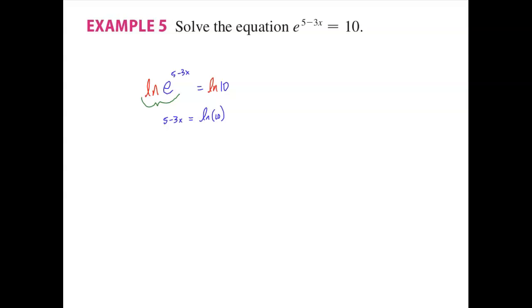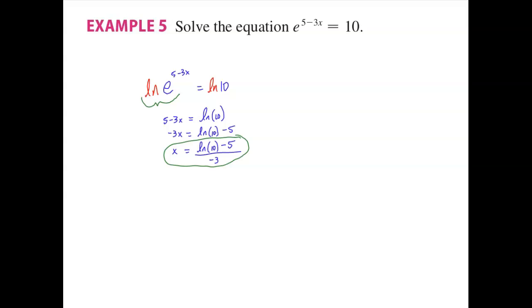Now, just a little algebra, subtract 5 from both sides, we get negative 3x equals natural log 10 minus 5. Divide out the negative 3. X equals natural log 10 minus 5 over the quantity negative 3. That's the exact answer. Unless they ask for an approximation, I wouldn't even bother putting this in the calculator. There's our answer. I mean, simplify if you can, but in this case, there's nothing to simplify really. So I just leave it as is.